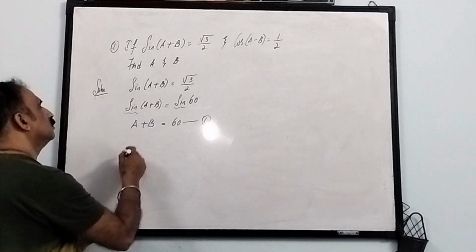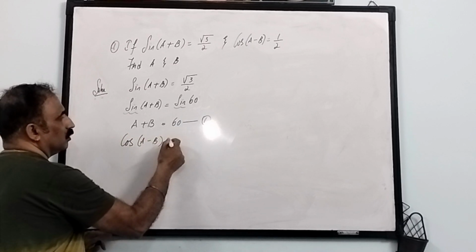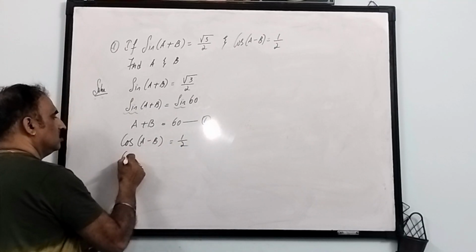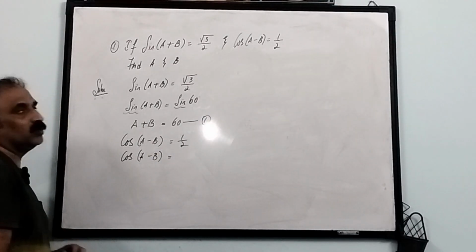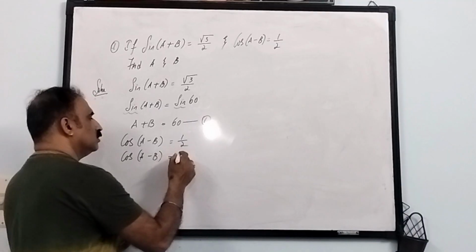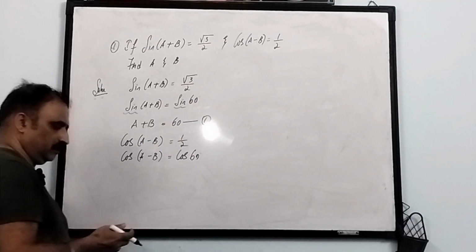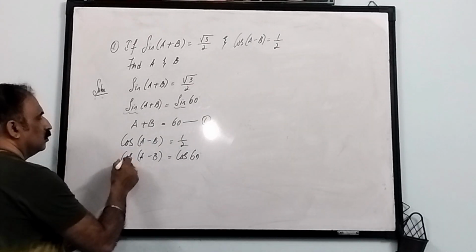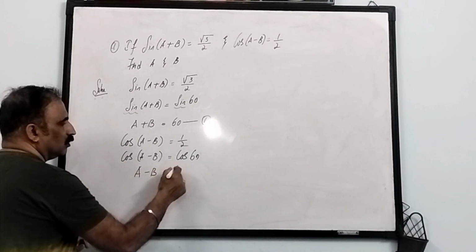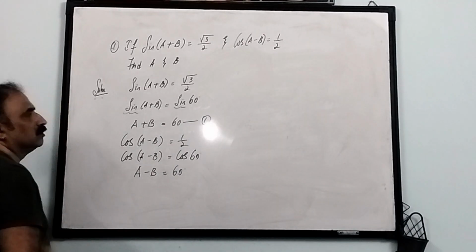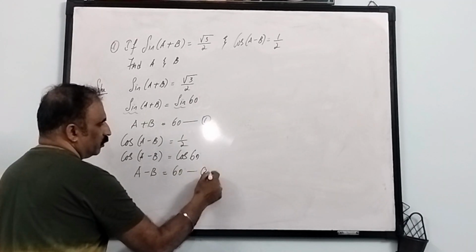It says cos of a minus b is equal to 1 by 2. So cos of a minus b is equal to 1 by 2 means it is how many degrees? That is cos 60 degrees, right? So now cos and cos get cancelled. So a minus b is equal to 60 degrees. Now go back and call this the second equation.